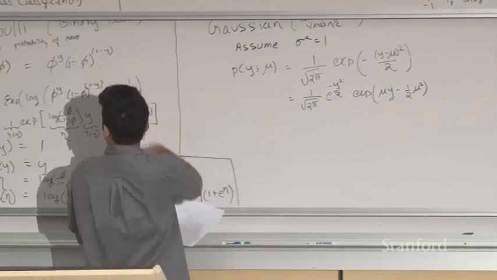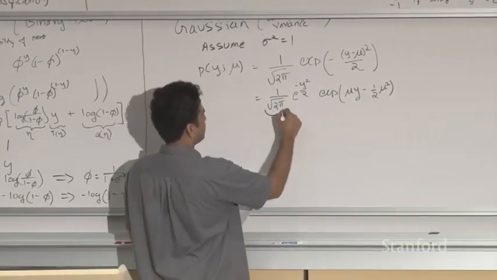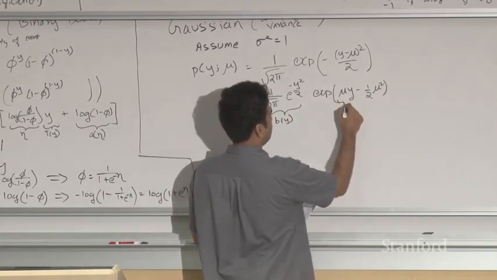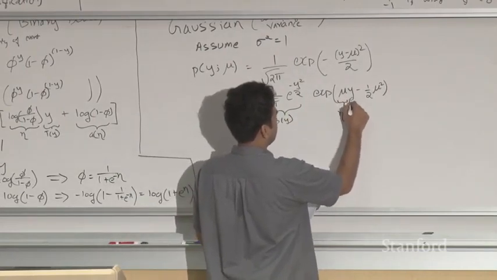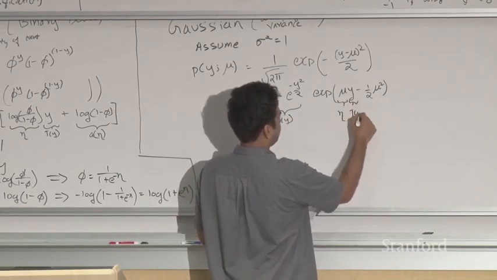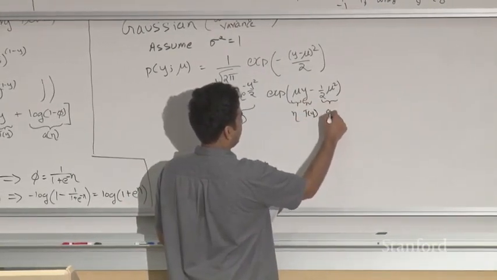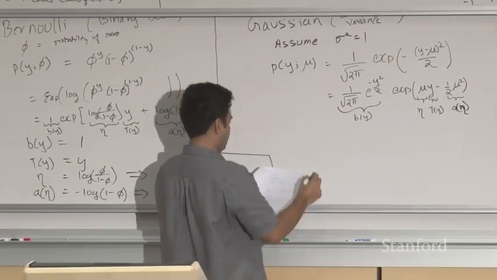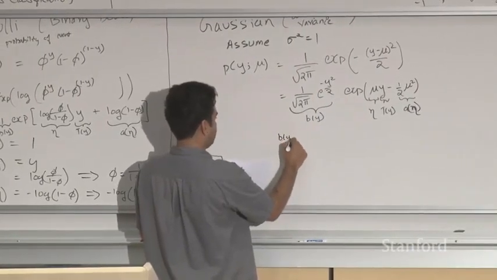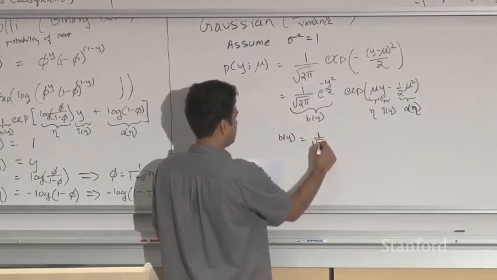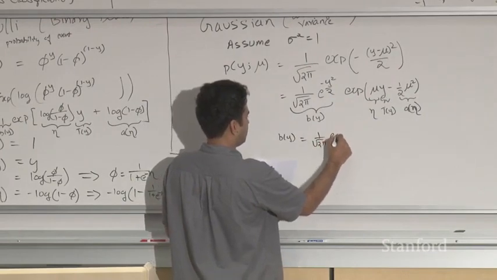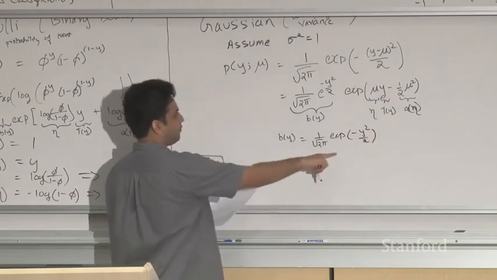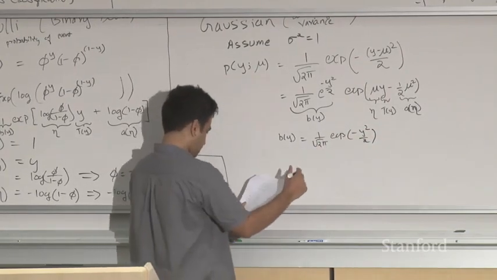Right. Again, we go through the same exercise, pattern match. This is b of y, this is eta, this is t of y, and this would be a of eta. So we have b of y equals 1 over root 2 pi e to the minus y square by 2. Note that this is a function of only y, there's no eta here.